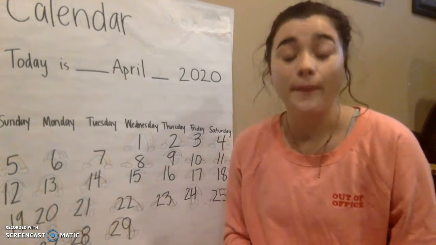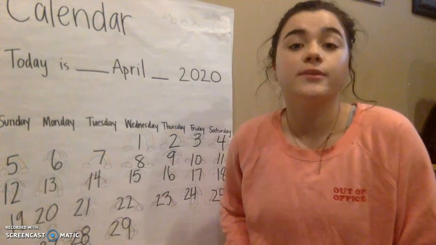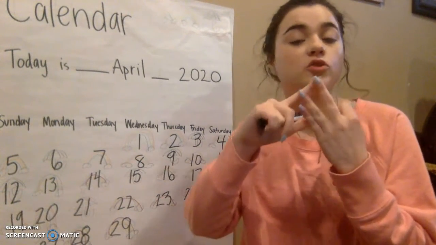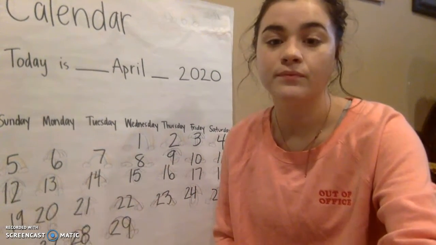For math today, we are talking about shapes. Some shapes that we talk about in our classroom are circle, triangle, square, rectangle, and rhombus.